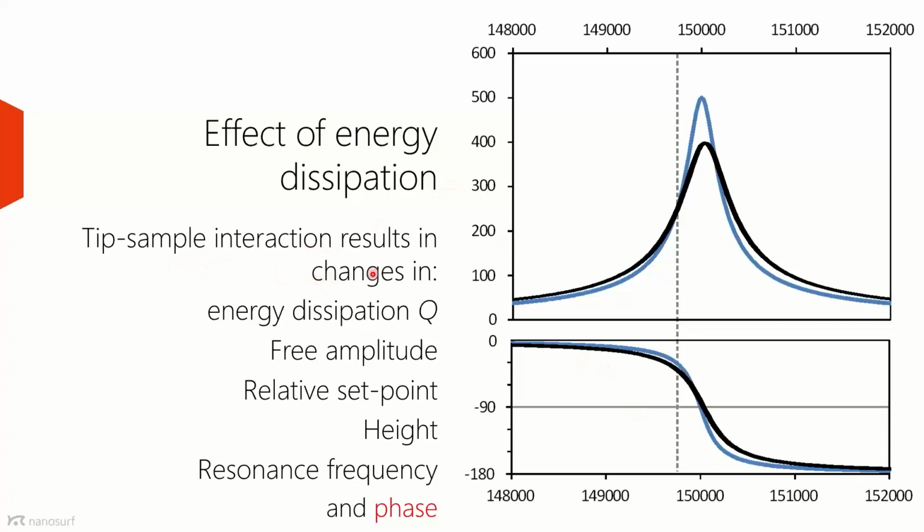So as you can see, the tip sample interaction results in changes in energy dissipation, free amplitude, the relative set point. The absolute set point, if that is here about 250 millivolts, that will stay the same. But in relation to the free amplitude, it changes. Your topography might actually be influenced by that. That's a very small contribution. So only on very flat samples, you might see an effect of it. Otherwise, it will probably disappear in the general accuracy. And your resonance frequency of the cantilever will change. And what we are interested in, eventually the phase will change.